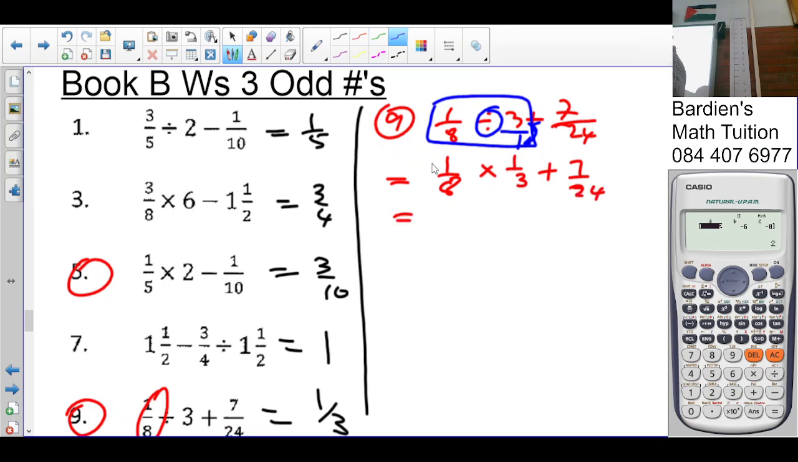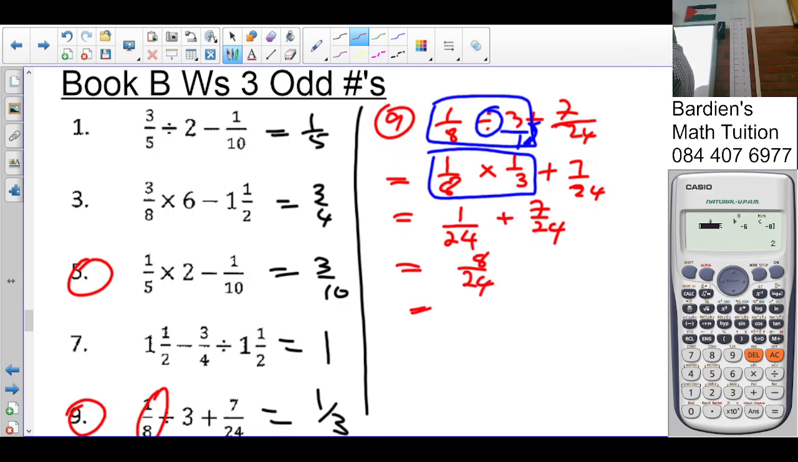Can anything cancel or simplify there? No. So what's 1 times 1? 1. 8 times 3? 24 plus 7 over 24. 1 plus 7 is 8 over 24. 8 going into 8 once, 8 going into 24, 3 times. So it's 1 over 3. Right. Anything else? Right, let's carry on to the next one.